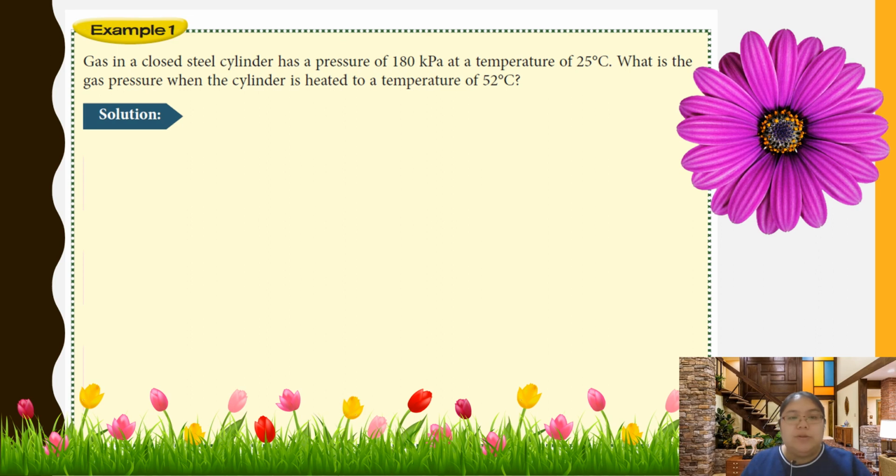So now we go to number 3. Gas in a closed steel cylinder has the pressure P1 of 180 kilopascal, temperature 25. So pressure and also the temperature, so this one should be the pressure law. So what is the gas pressure when the cylinder is heated? Temperature becomes 52. So you need to find P2.